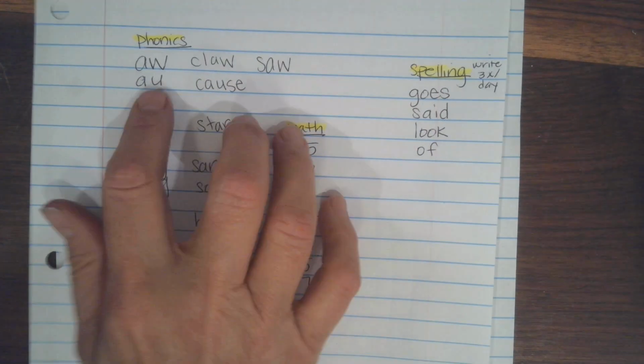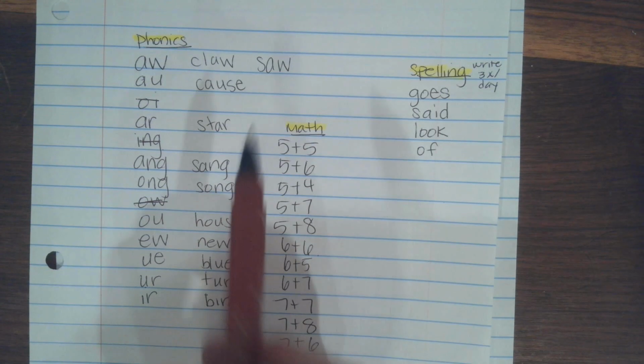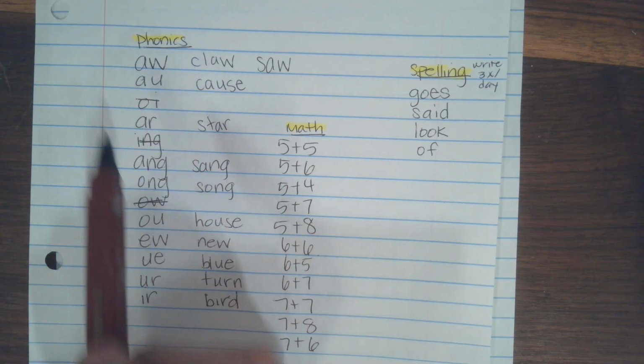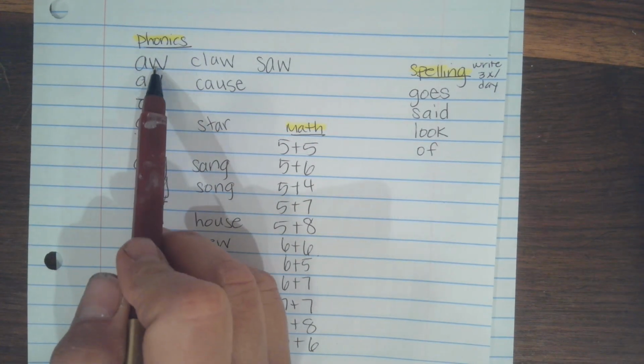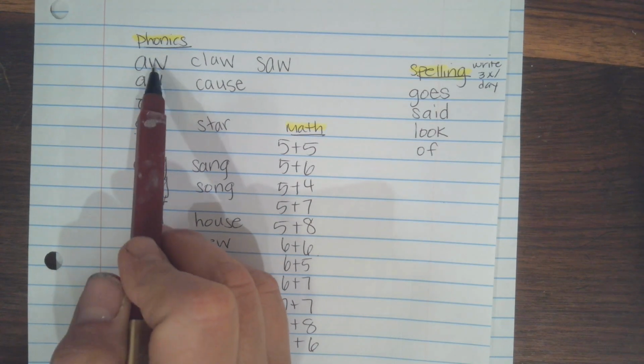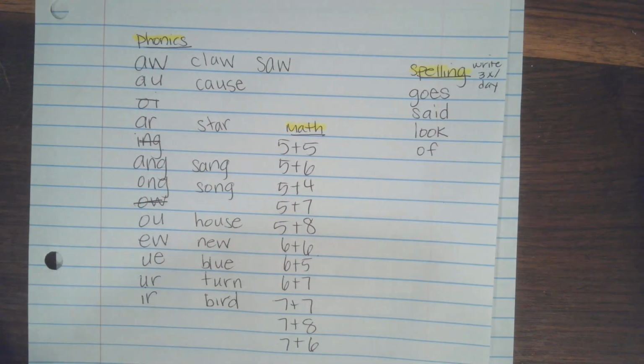So AW makes aw, AU makes aw. We're going to say that 3 times. Aw, aw, aw. Then we're going to go down here.